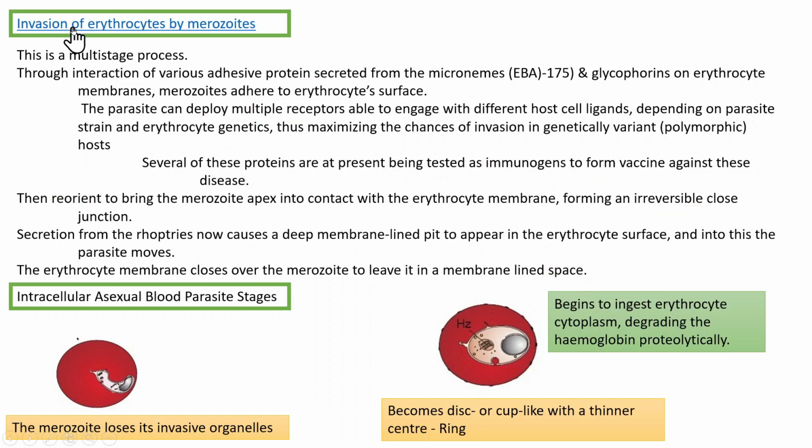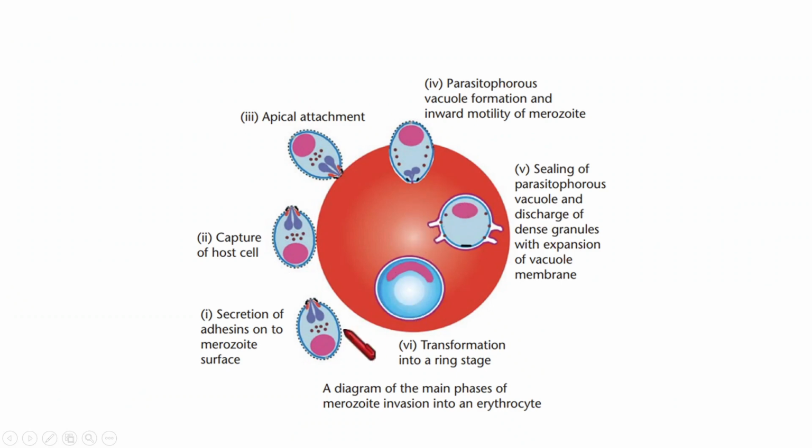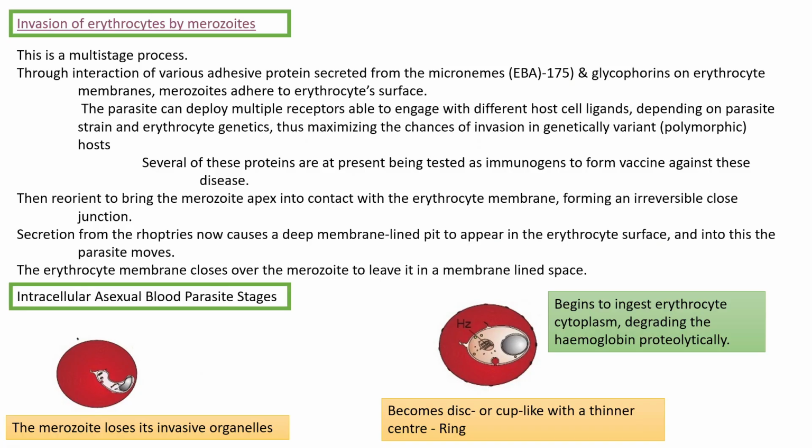Let's see a picture of that invasion. This is the picture. Here first it comes and makes an association, reorienting, and later a pit is forming and it is moving into that pit. It is completely enclosed and comes inside the erythrocyte, and later it comes to this stage that we will see in the coming section. It's a ring form. In this stage, the merozoite appears in the form of a ring because of a thin portion in the center. That's about the invasion of the erythrocyte by the merozoite.